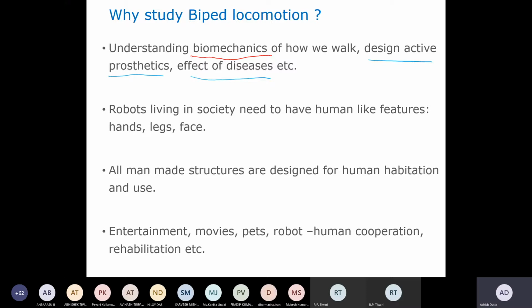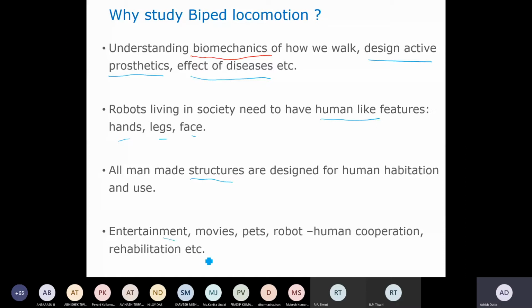Now, strictly in the sense of robotics, robots living in society need to have human-like features. Today we have a lot of social robots. So these robots need to have human-like features. For example, they have hands, they have legs, they have a face, and they walk around. So you must know what is walking, and they should behave like humans. Now, all man-made structures are designed for human habitation and human locomotion: our buildings, roads, cars. So this robot should be able to walk like humans because all our structures are designed for humans.